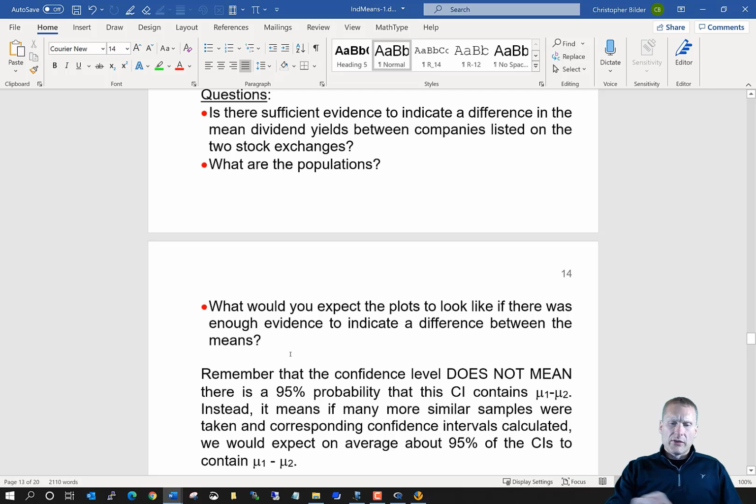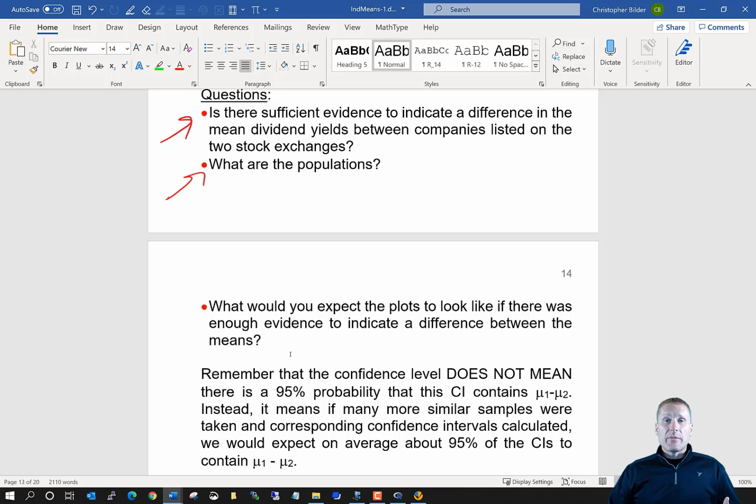So questions. We've already addressed this first question essentially. Second question, what are the populations? That's a little bit of a tough question here. Obviously, I took my samples from both exchanges, but we know that these dividend yields, and the corresponding prices for these stocks, change from day to day. So what are my populations? Well, the populations were all stocks that were traded on the exchanges on this particular day that I took my sample.